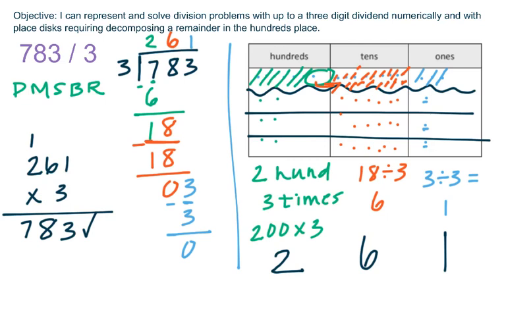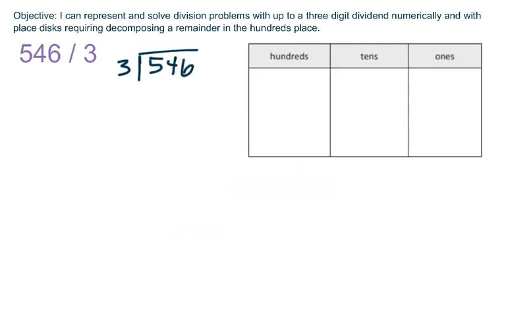Okay, we are going to now do a very similar problem. We're going to complete it using the place value chart as well as the standard algorithm. So I want you to set up your board again. We want two sections here, one for the standard algorithm, one for the place value chart.